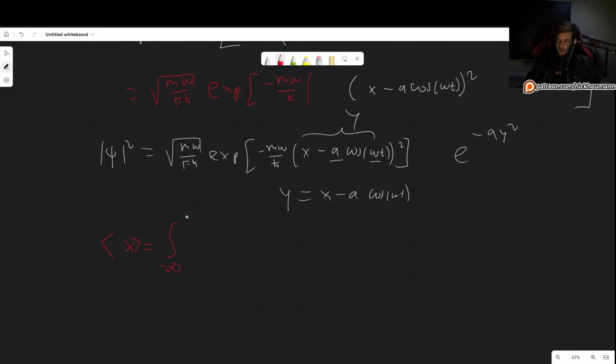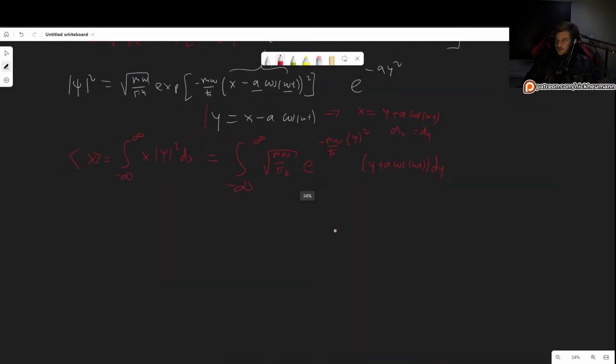is the integral over all of space of x times the probability density, this thing squared. And we can already see where this is going, because if we use this, it is the integral from minus infinity to infinity of the square root of m omega over pi h bar, times e to the minus m omega over h bar times y squared. And now instead of x, as we did in other problems, we can see that x is y plus a cosine of omega t, and dx is simply dy.